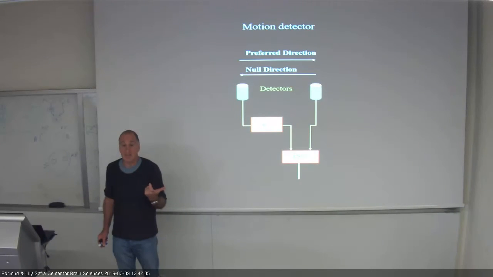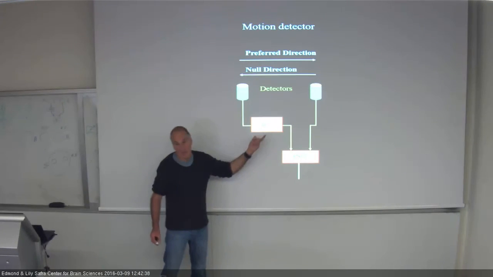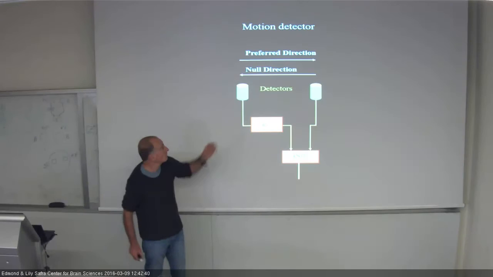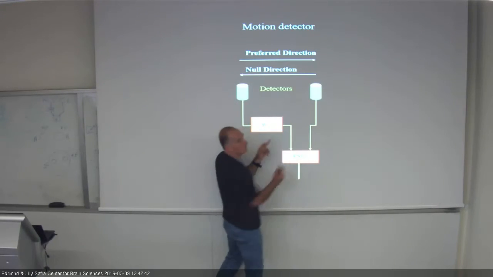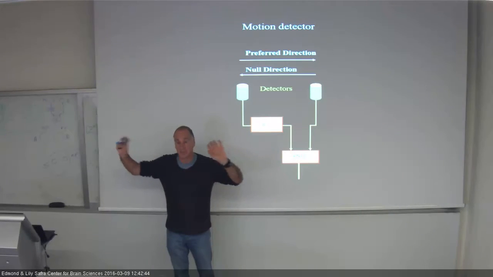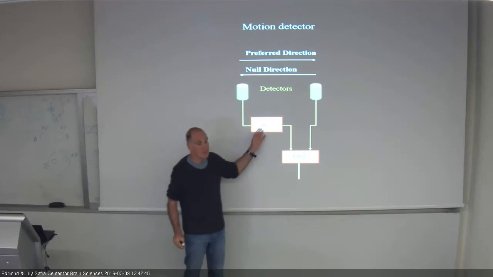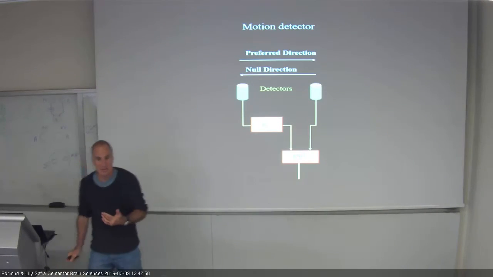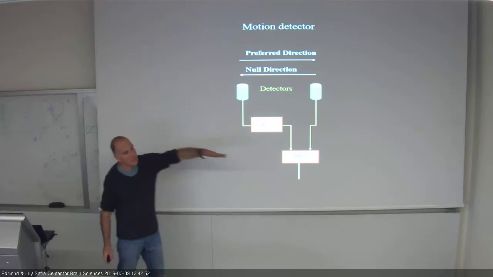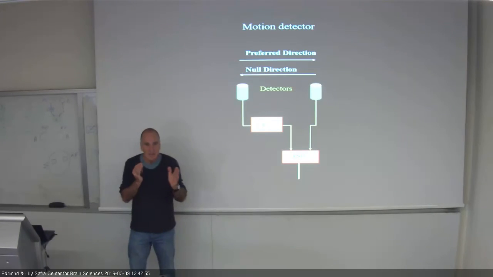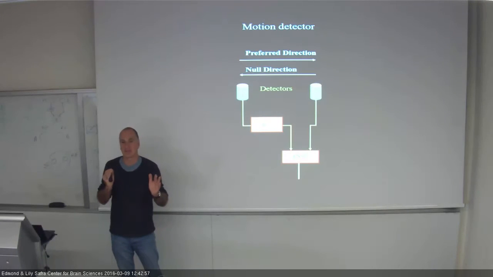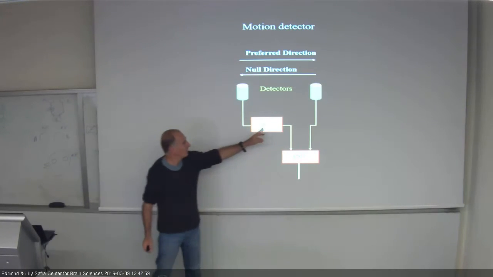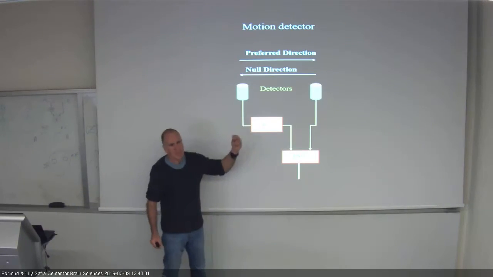The velocity, right? Because the velocity is delta x by delta t. So delta x means the distance in terms of the receptor field between the two. And delta t would mean the optimal velocity. You're always going to have a preferred direction, but you have to have this at the right timing, so that it would activate.